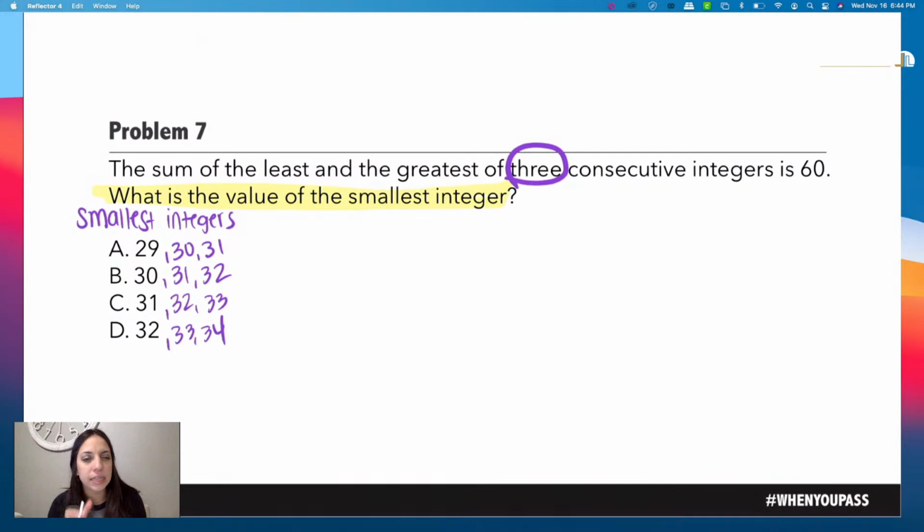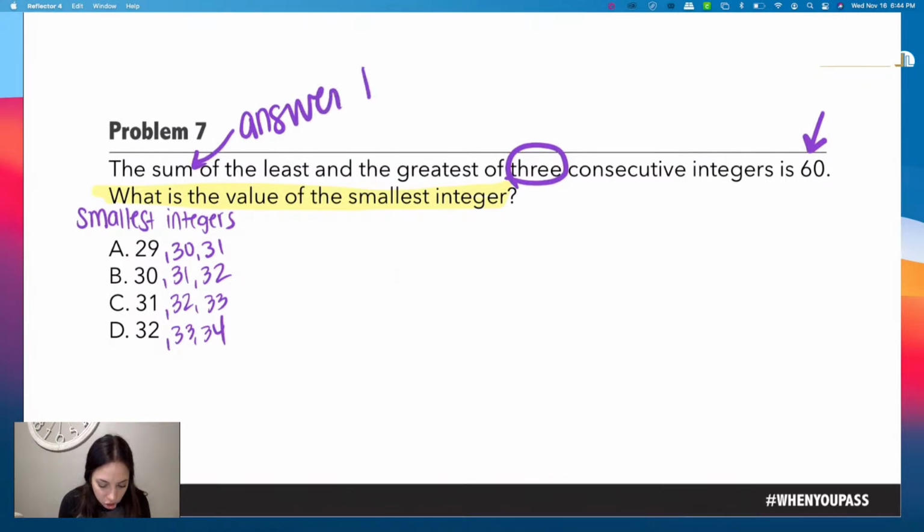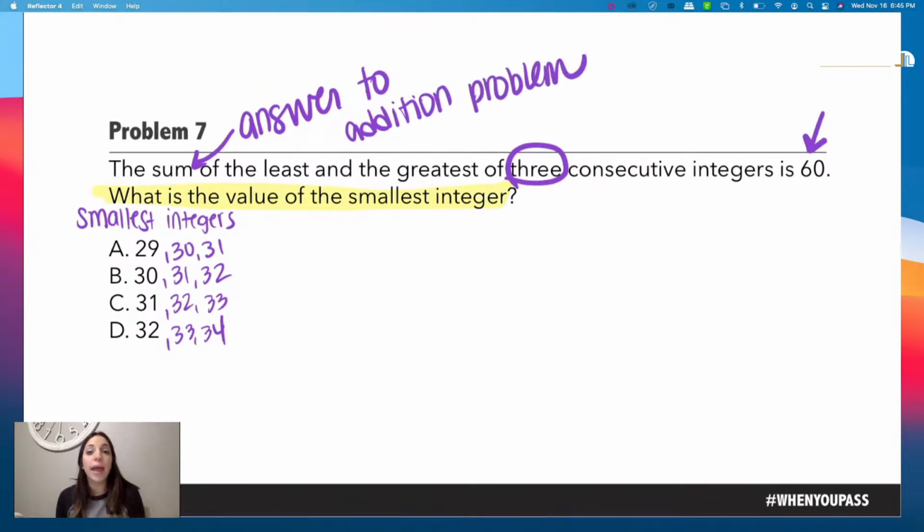Now, what did that first sentence tell us? It said the sum of the least and the greatest, so the smallest and the biggest of 3 consecutive integers is 60. What does the sum mean? The answer to an addition problem. Okay, so I have the answer to an addition problem, and I'm adding the smallest and the biggest numbers, and it all has to equal 60.